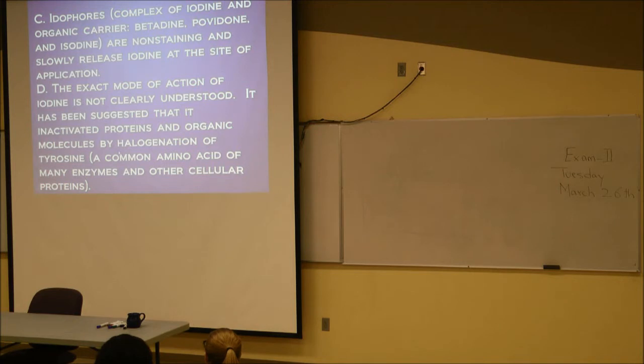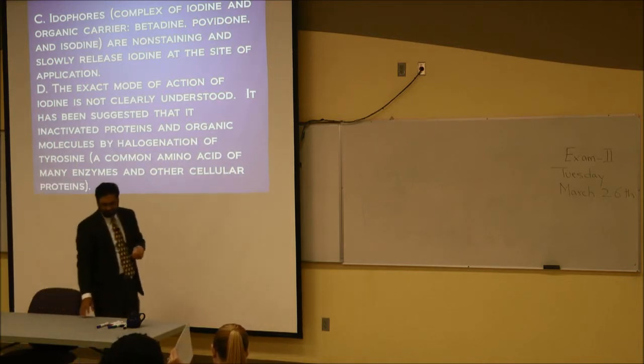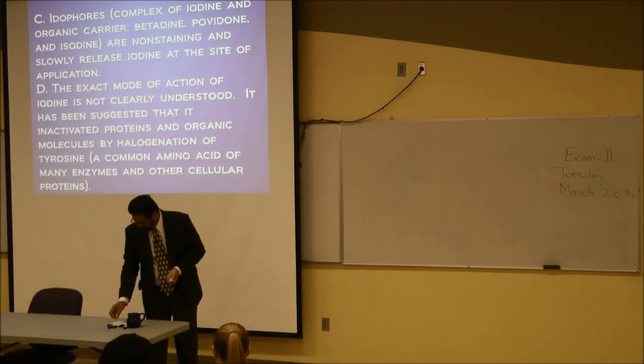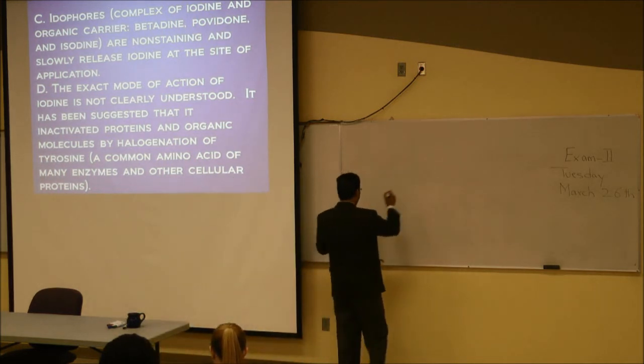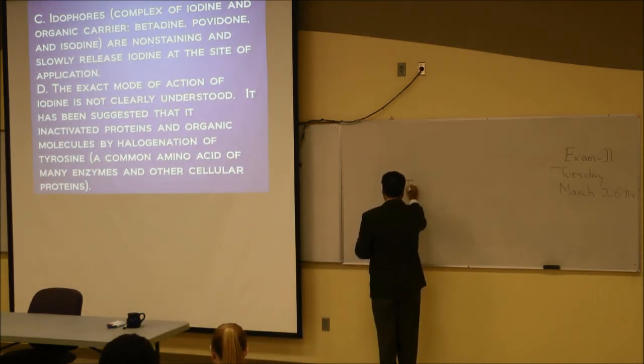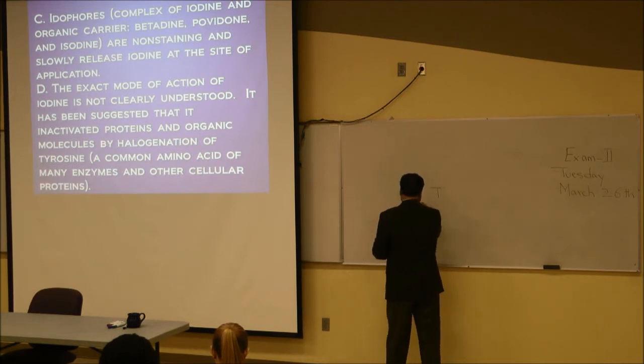Okay. The main term in this whole paragraph is halogenation. The three words, halogenation of tyrosine. That is the mode of action, and let me explain what that is. Halogenation of tyrosine. Okay. Scientists believe that there are, how many amino acids exist in nature? 20. One of the 20 amino acids is tyrosine. T.